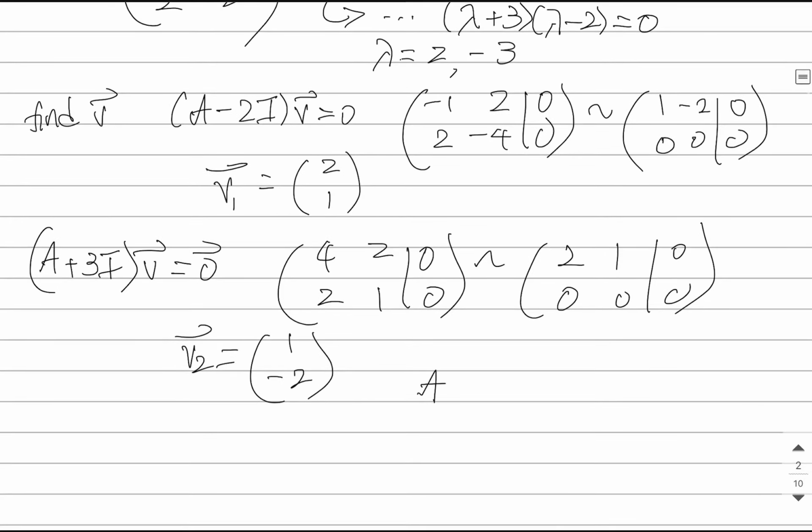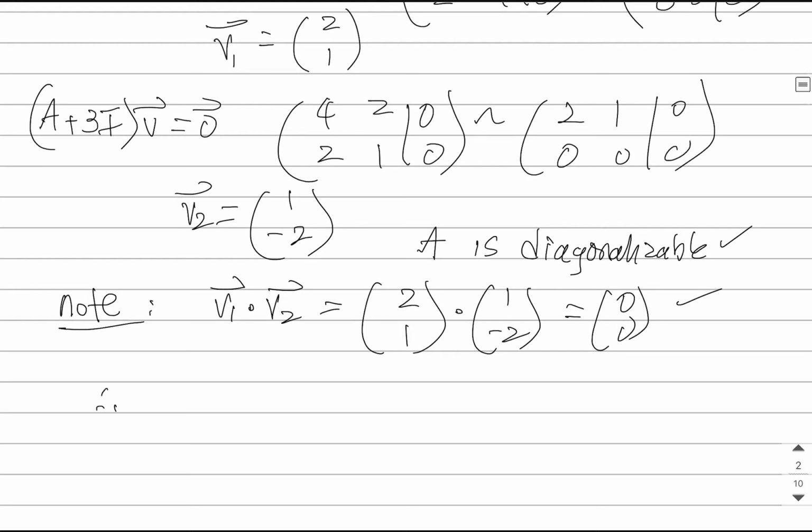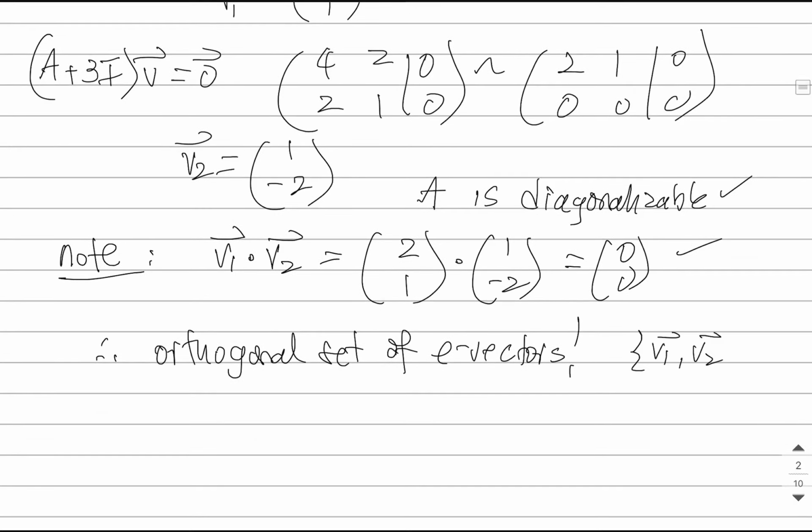So yes, this matrix A is diagonalizable. That means you can find a basis of eigenvectors for R2. But check this out. If I were to take v1 dotted with v2, here's what I'd get. 2, 1 dotted with 1, negative 2. It's 0. So what does that tell you? We have an orthogonal set of eigenvectors. Yay! That was a nice coincidence, right? v1 and v2. But we want to go one step further. Now we want an orthonormal set.